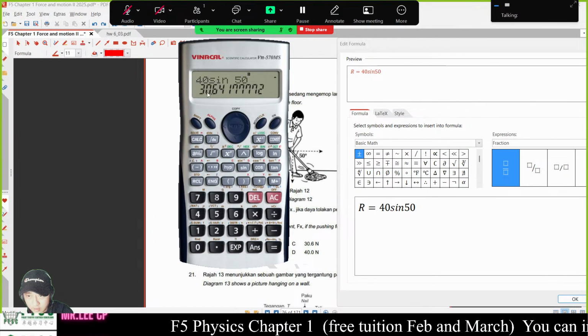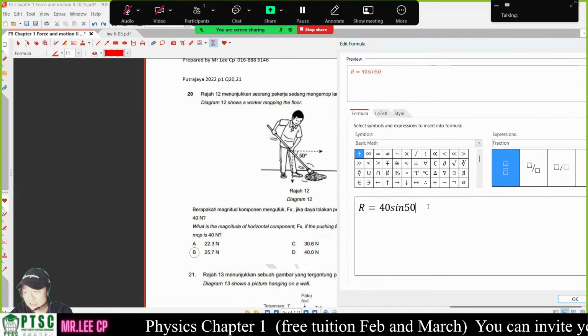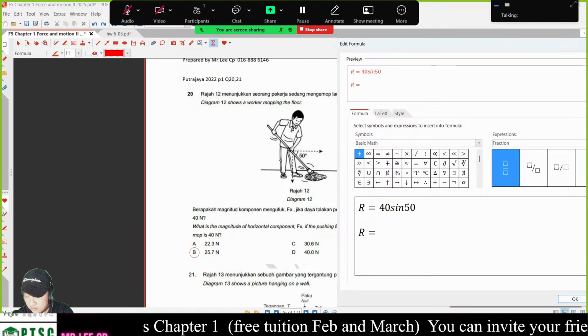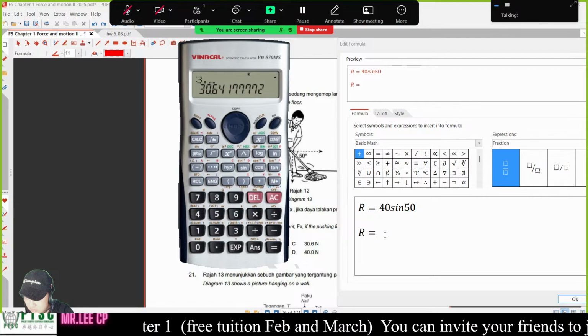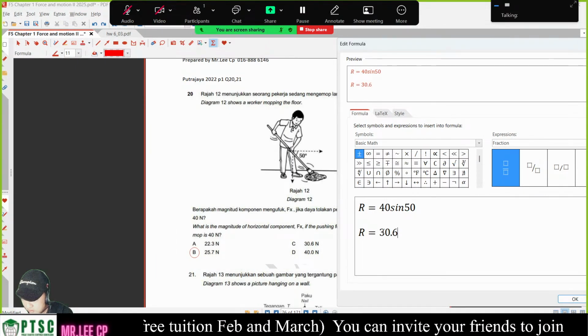Okay, 30.6. So R is equal to 30.6. Yeah, 30.64 Newton.